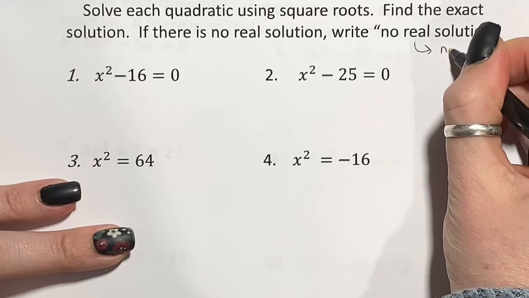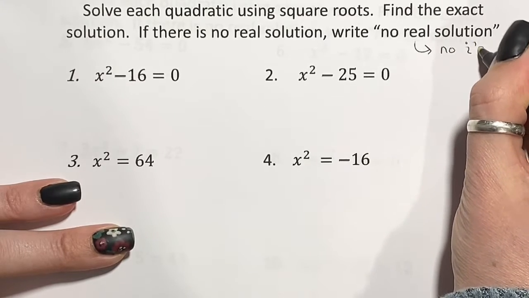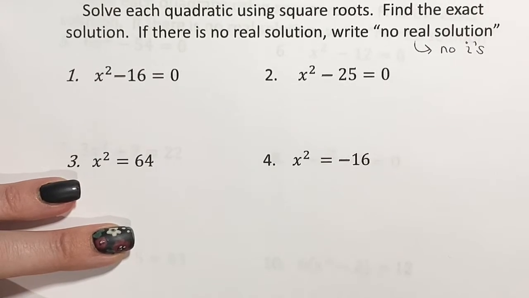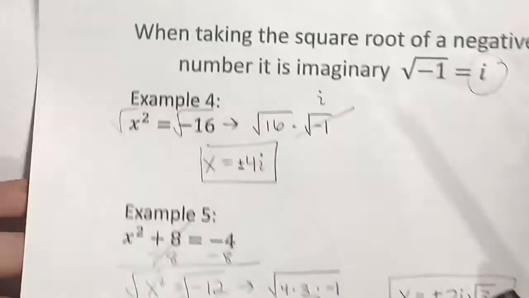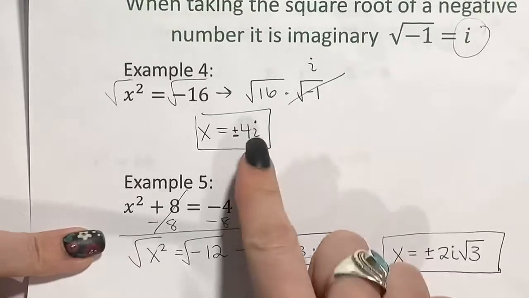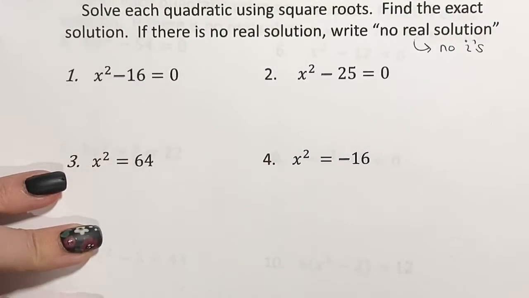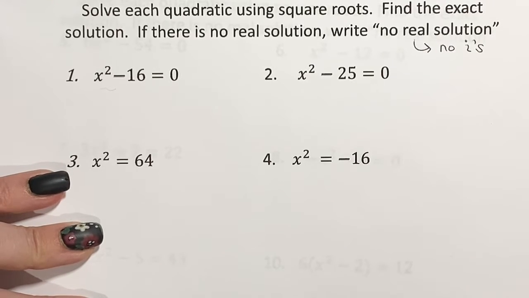So sometimes you'll get directions like this where they're saying don't use imaginary numbers. So if you come across something like what we just did and it says no real solutions, then you don't need to worry about the i's. You would just say it doesn't exist. So sometimes those are nice when you get directions like that, they're saying don't worry about the imaginary ones.